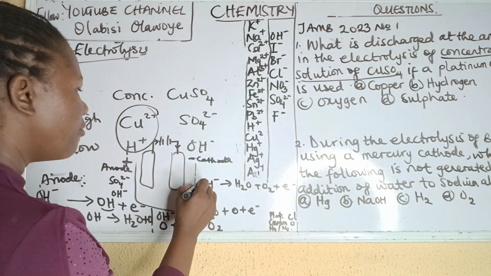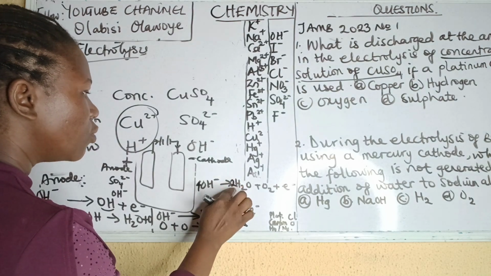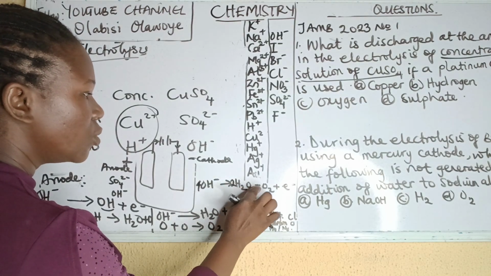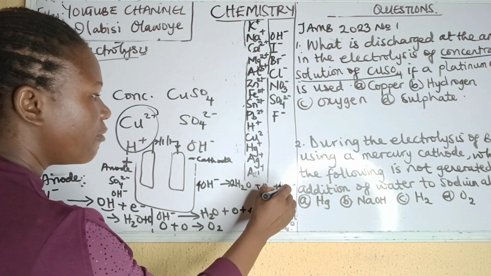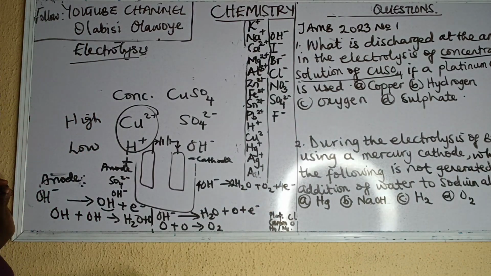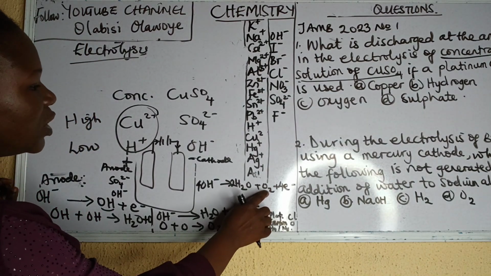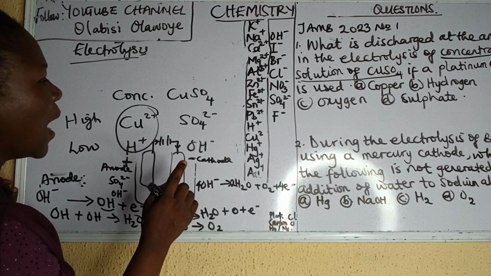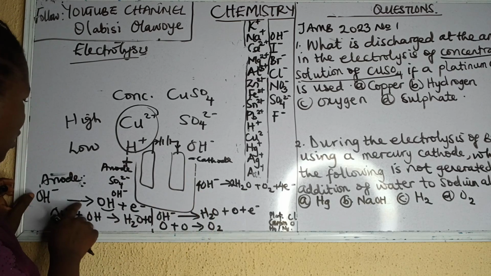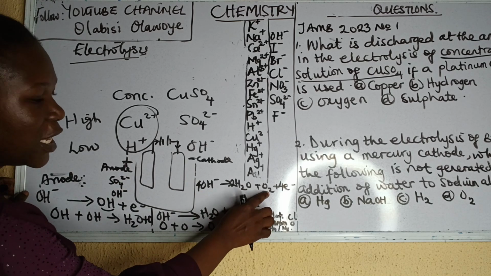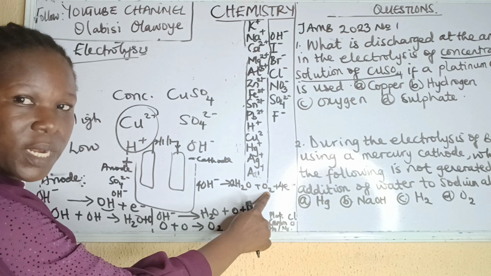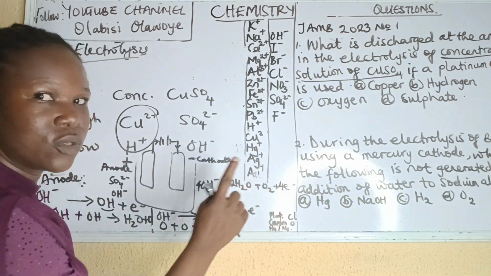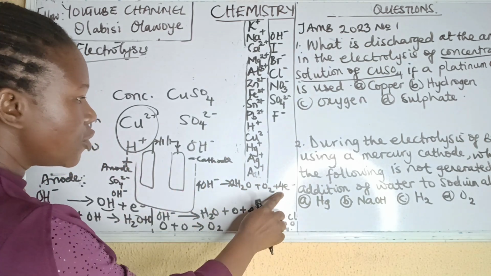Balancing the whole thing, we have 4 here. We have 2 here to make this 4. Oxygen is 2 here, making it 4. And then we have 4 electrons here. The whole thing is balanced. So at the end, oxygen will be discharged. Anytime there is electrolysis and hydroxyl ion is being preferentially discharged, it is oxygen that will be liberated at the end, and 4 electrons, which means 4 Faradays, will be used up.